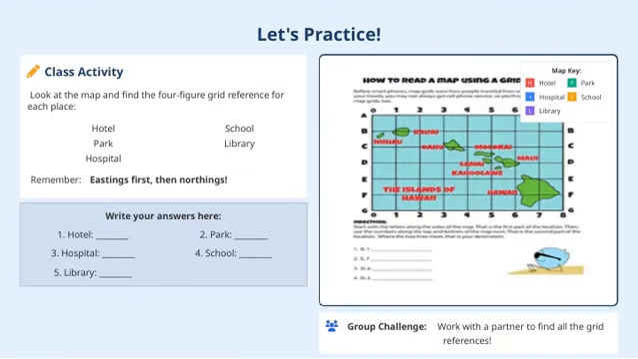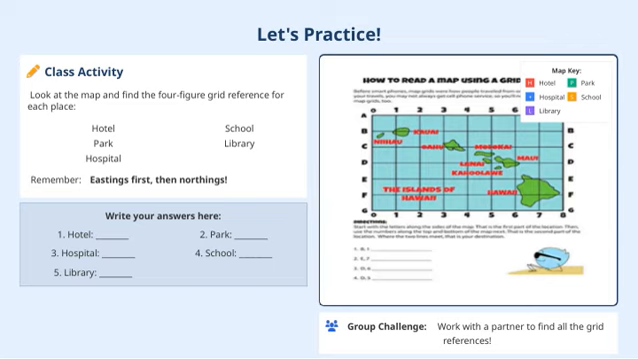All right, now it's time for some practice. For this activity, you'll look at the map and find the four-figure grid reference for each of these places: the hotel, the park, the hospital, the school, and the library. Remember, when you're writing down the grid reference, always start with the eastings first, then the northings. That's a key point to keep in mind.